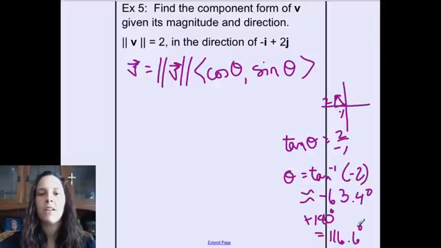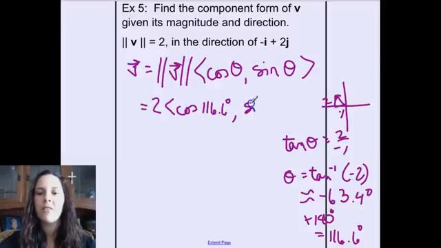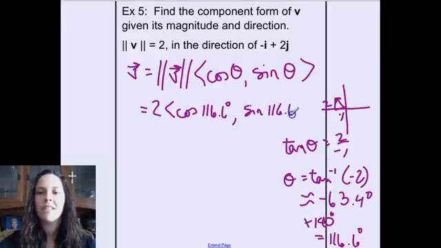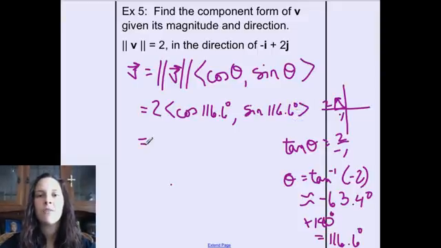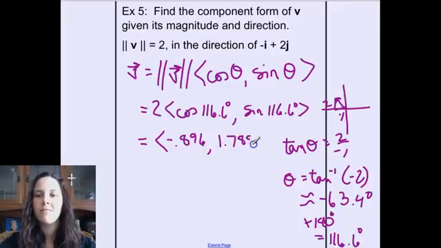Substituting that in for theta, we have the magnitude of v is 2 times ⟨cosine of 116.6 degrees, sine of 116.6 degrees⟩. Using our calculator, we're simply going to multiply 2 by the cosine of 116.6 degrees to get our x component, and 2 times the sine of 116.6 degrees to get our y component. Our x component is -0.896, and our y component is 1.788.